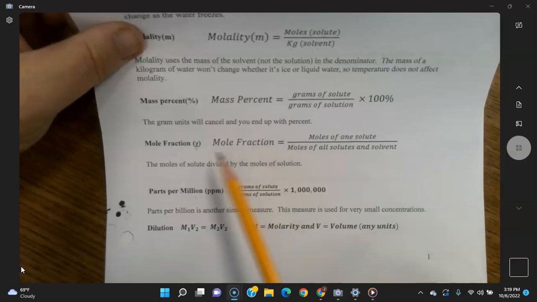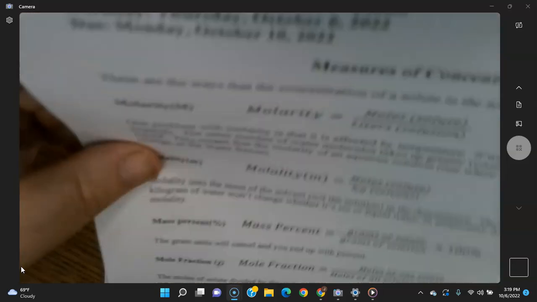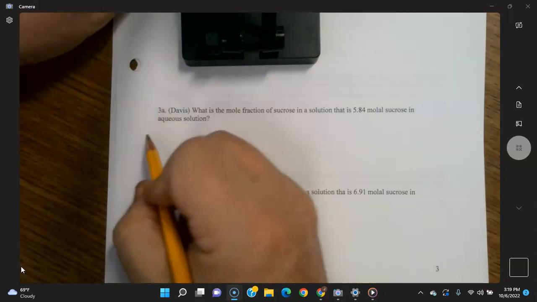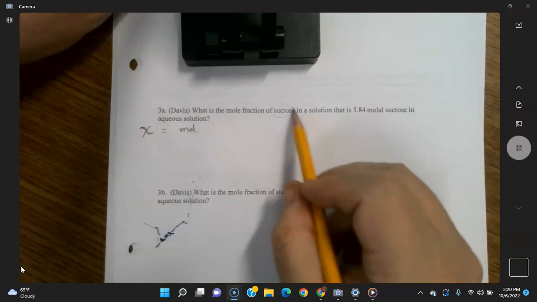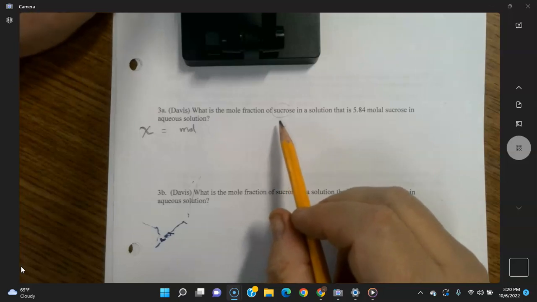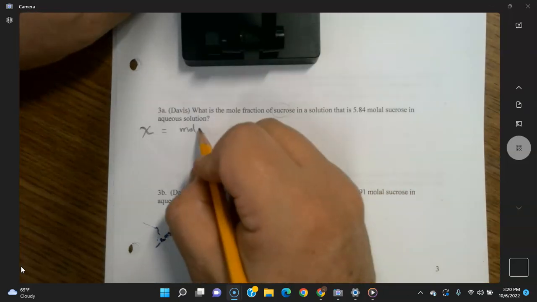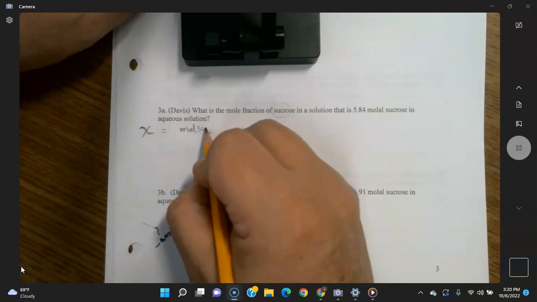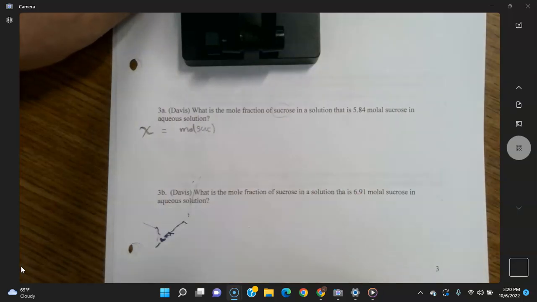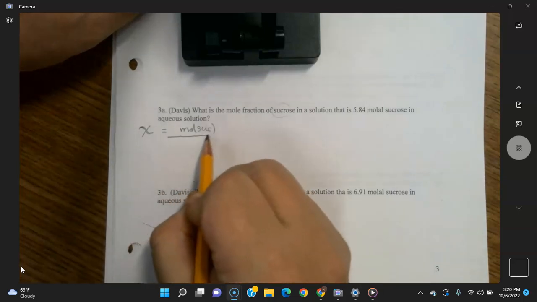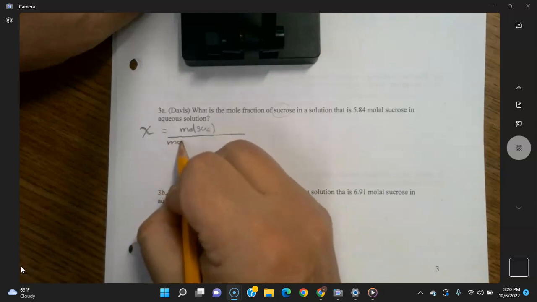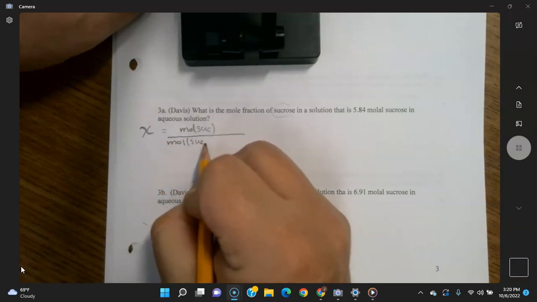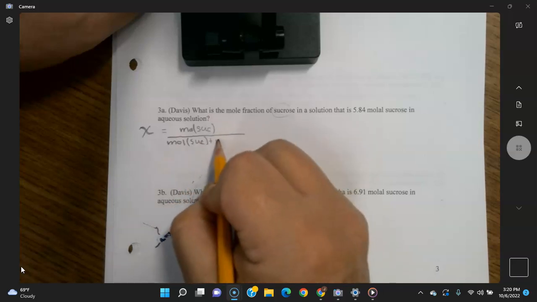So let's go ahead and write this general equation on our sheet. The mole fraction, chi, equals moles of the solute, and the solute is sucrose. It's C6H12O6. But rather than write that big long thing, I just call it SUC, sucrose. That's good enough. It identifies it. And that's going to be over the total moles of everything that's in that solution. So that's going to be, again, moles of sucrose plus moles of H2O.